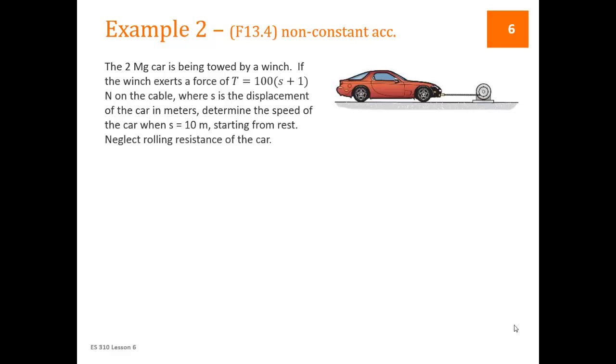Alright, let's take another example. In this case, the acceleration is not going to be constant, which means instead of being able to use those nice simple kinematic equations where acceleration was constant, we're going to have to use our derivatives or our integrals. So, we've got a 2 megagram car. It's being towed by a winch.